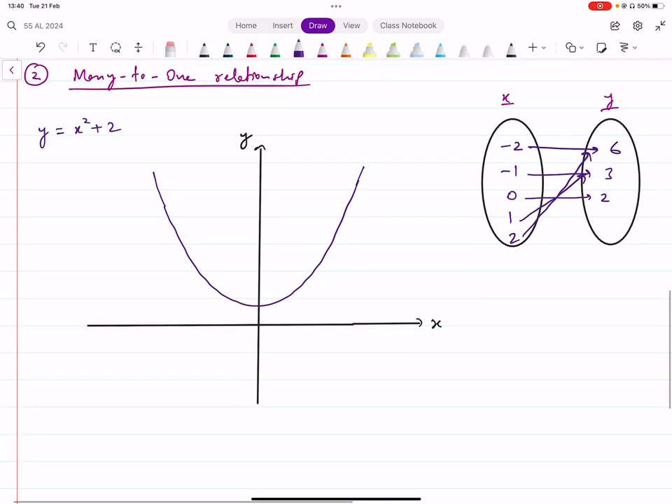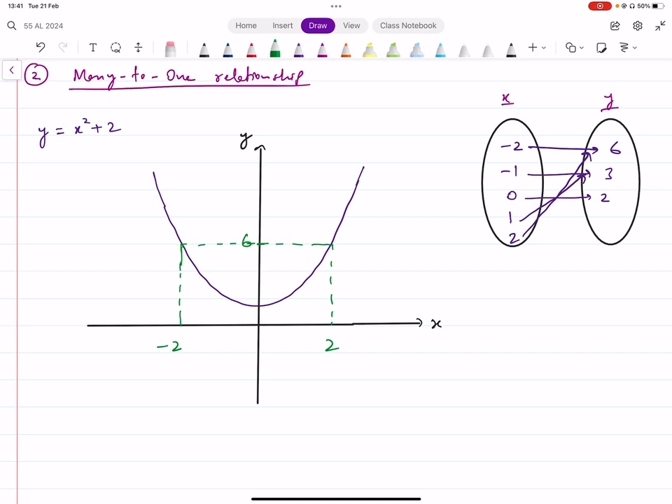Now, this is not one to one because multiple values of x are giving you a single value of y. All right. So, for instance, if this was y equal to 6, you're getting a value of 6 at -2, and we're also getting a value of 6 at +2. -2 and +2, they are both giving you the same value.